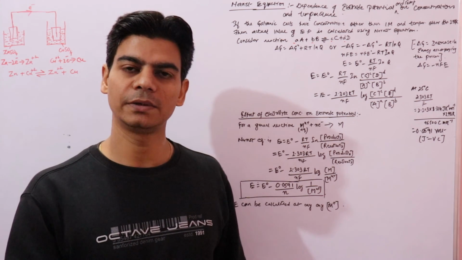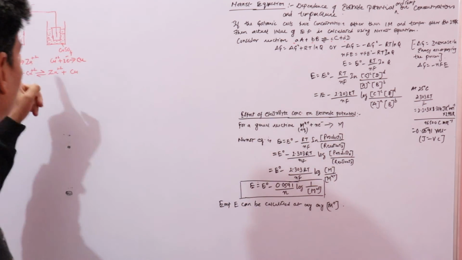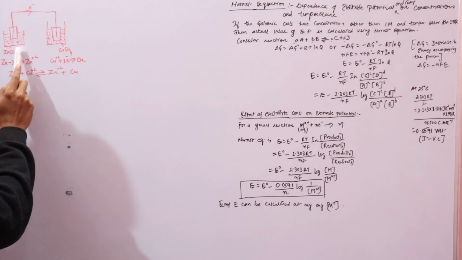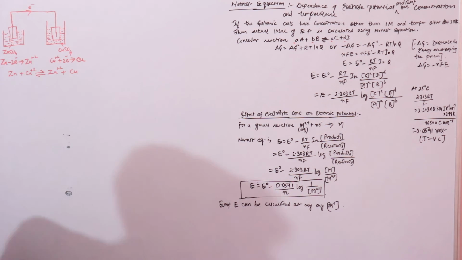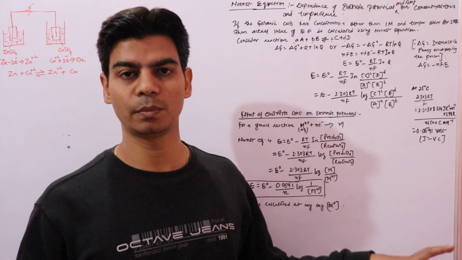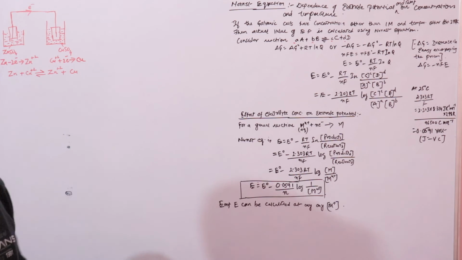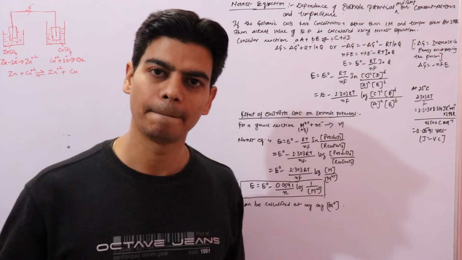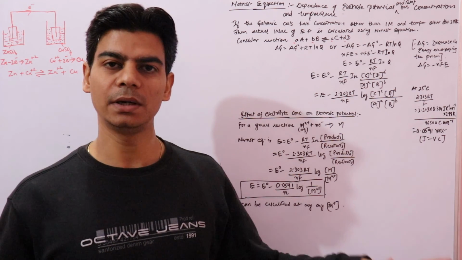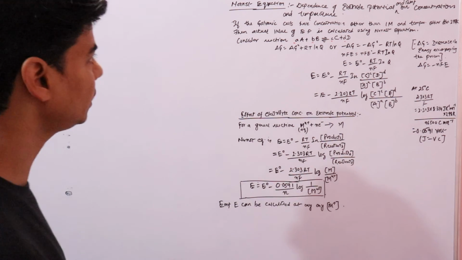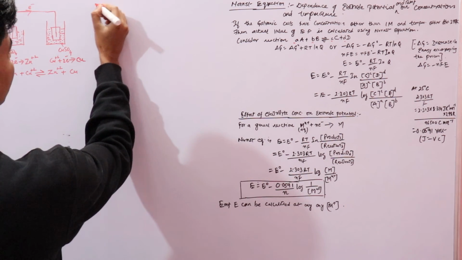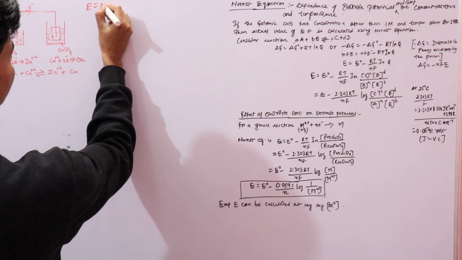If we change the concentration of ions in these two half cells, if we change the concentration of zinc ions or the copper ions, how will it affect the electrode potential? Or if I change the temperature of the solution, then how will it affect the electrode potential? All this can be calculated from the Nernst equation, right? So we'll just quickly write the Nernst equation, then we'll derive the same.